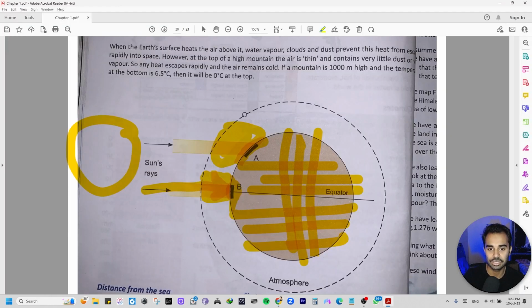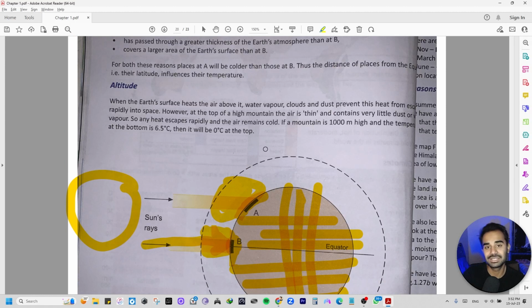Now let's get to the next topic and try to understand the altitude, guys. It says over here that when the Earth's surface heats the air above it, the water vapor, clouds, and dust prevent this heat from escaping rapidly into space. However, at the top of high mountains, the air is thin and contains very little dust or water vapor. So any heat escapes rapidly and the air remains cold. If a mountain is 1,000 meters high, which is around 1 kilometer, and the temperature at the bottom is 6.5 degrees Celsius, then it will be 0 at the top. So guys, it's explaining a very simple and easy concept.